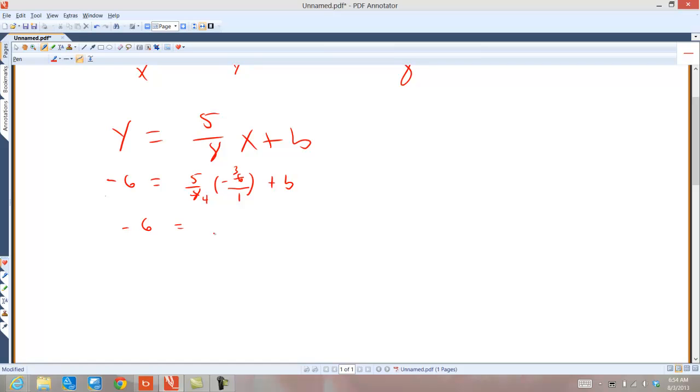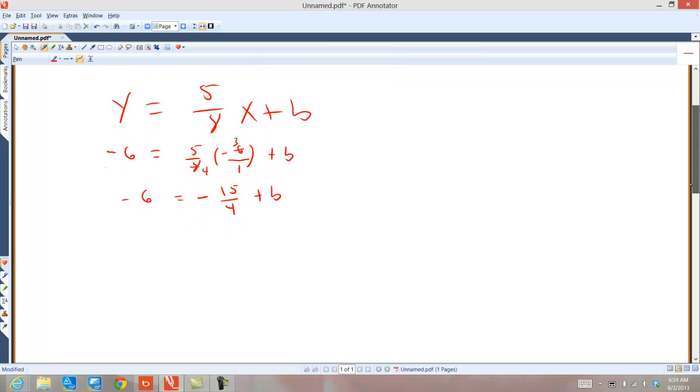And then remember to multiply fractions, you multiply top times top and bottom times bottom. So positive times a negative will make that negative. 5 times 3 is 15. 4 times 1 is 4. Okay, now the next step is to get b by itself. So we want to move this negative 15/4 by adding 15/4 to each side.